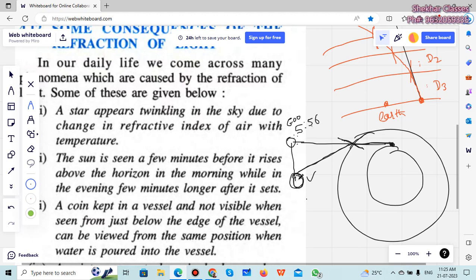Where was the sun then? The sun was over here, at this place. 5:56 is less than 6 o'clock. It was here, not there. So he sees the sun 4 minutes earlier, right? Why? Because of this bending of light. Had there not been the atmosphere, he would have seen the sun exactly at 6 o'clock. But he is seeing it at 5:56, 4 minutes earlier, because the light ray bent.